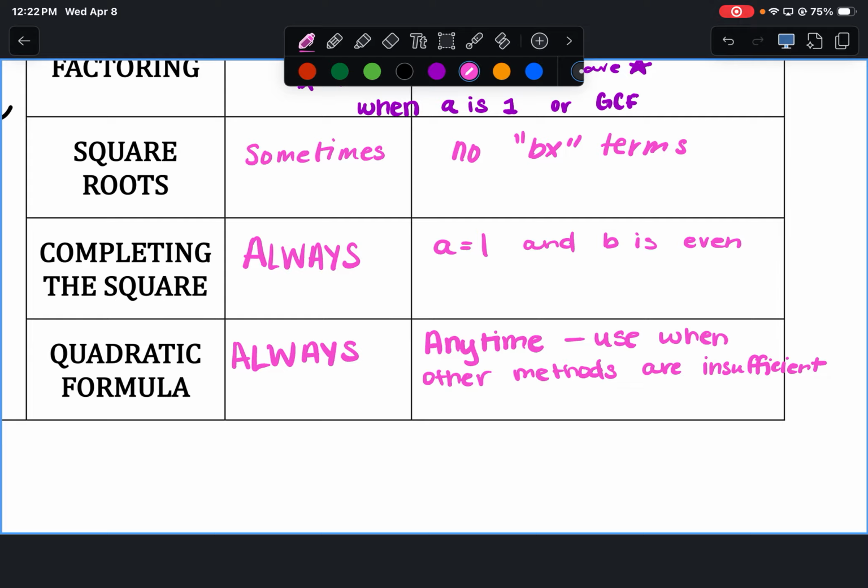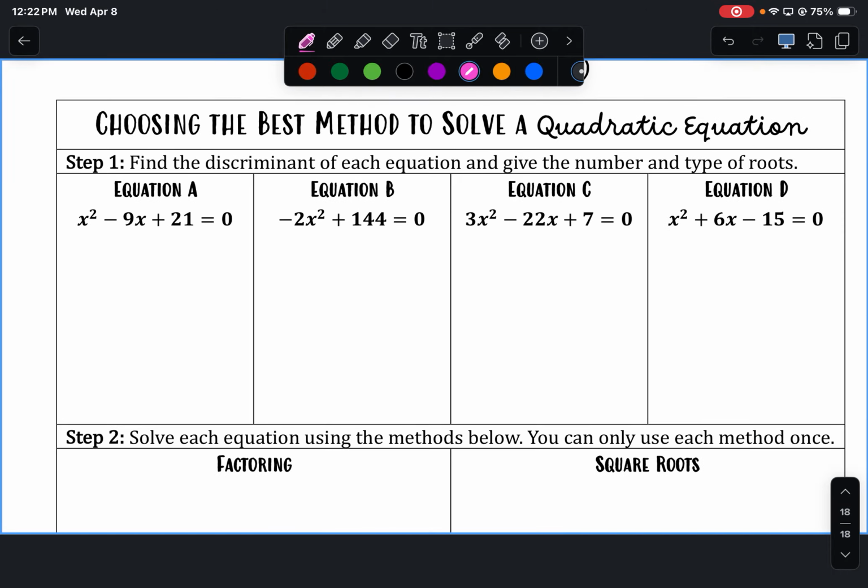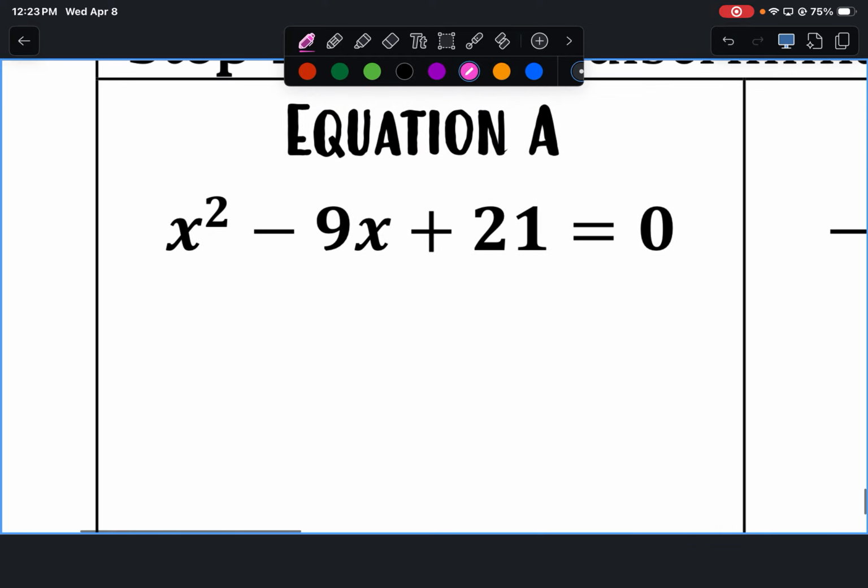Okay, so to find the discriminant, we do b squared minus 4 times a times c. What do I plug in? 0. So we have 0 squared minus 4 times -2 times 144. And what is the discriminant? 1,152. Okay, is that a perfect square? No. If you put it in your calculator and it gives you a decimal, it's not a perfect square. So if it's greater than 0 and not a perfect square, you're going to have 2 real irrational roots.